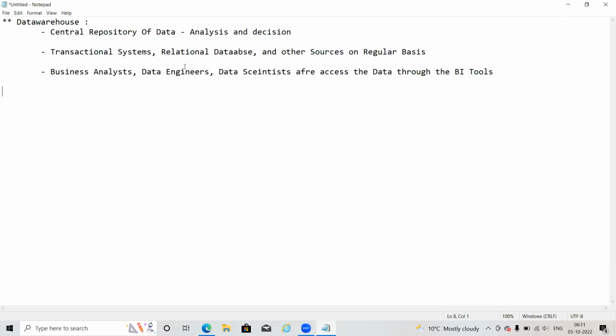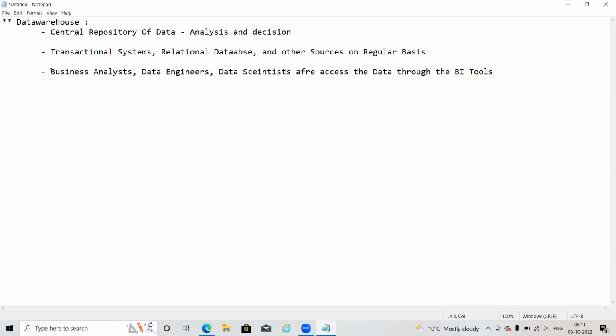The source systems are like transactional systems and traditional databases. The transactional database, relational database, is nothing but anything like RDBMS, either Oracle, SQL Server, or MySQL, anything. And then other sources also. If you want to store here, like yesterday we discussed blob data, we can store that into a data warehouse on a regular basis.